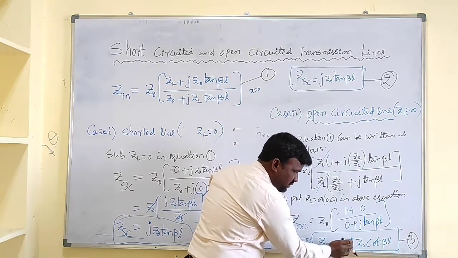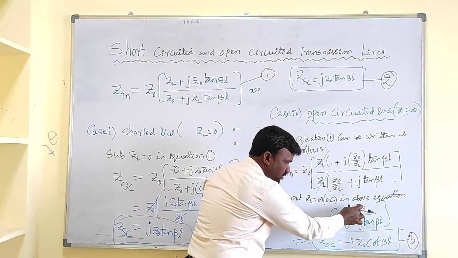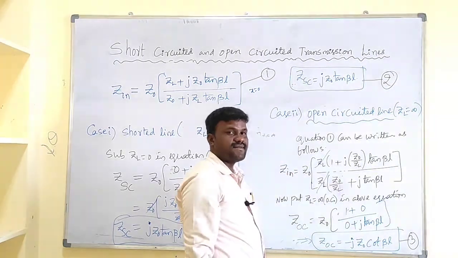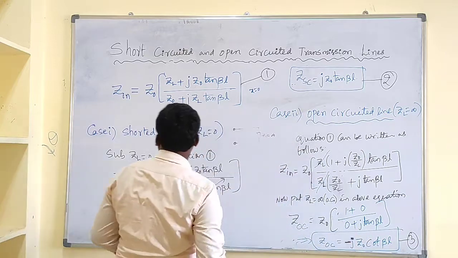1 by J is nothing but what? By taking rationalization, multiply and divide with J. Here we got in the numerator J, and here J square. J square means minus 1. So that's why we got here minus J Z naught cot beta L.